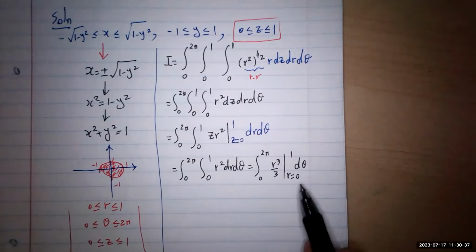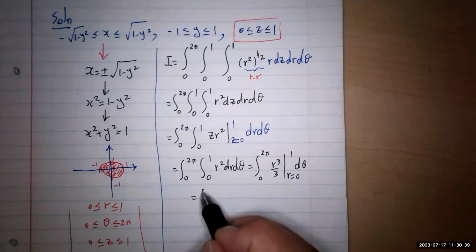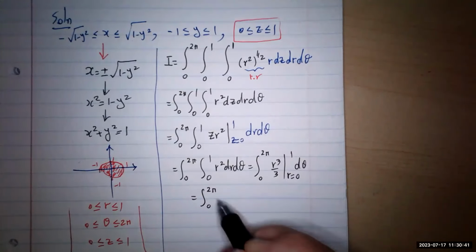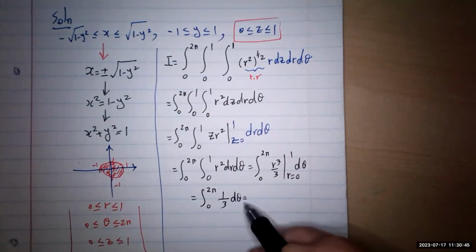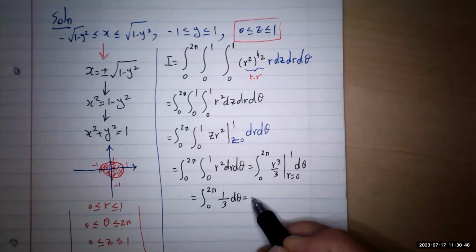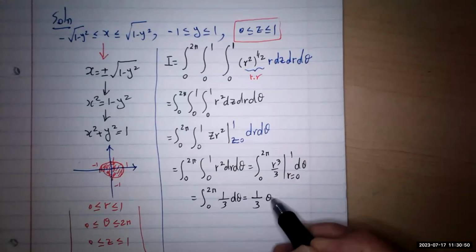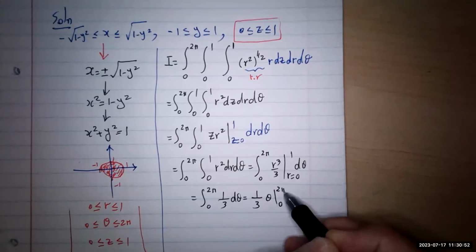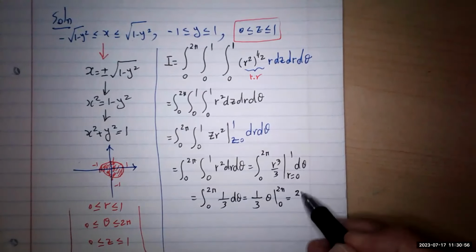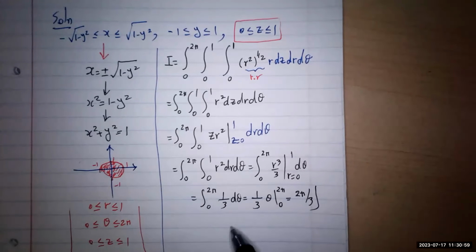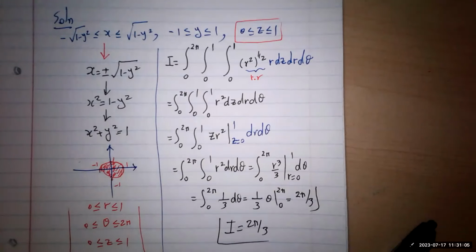We put in the 1, you get 1/3, 0 is nothing. So it's going to be 0 to 2 pi, 1/3 d theta, which is now 1/3 of theta going from 0 to 2 pi. If you substitute the 2 pi, that gives you 2 pi over 3, the final answer. So I would be equal to 2 pi over 3, and we're done. Nice integral, see, it's fine.